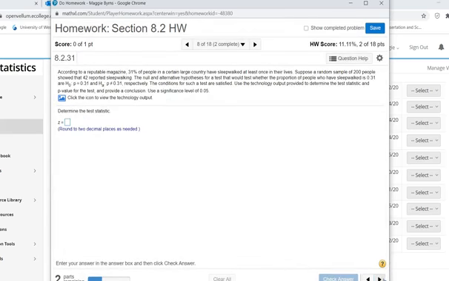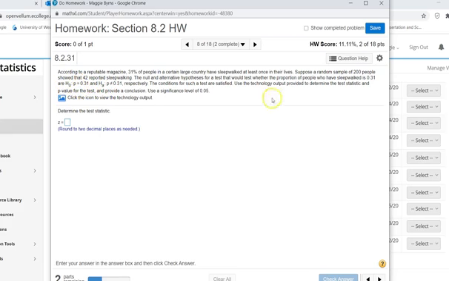Let's see. I'm trying to find one that we have to use StatCrunch for so I can show you how to actually do this in StatCrunch. Okay, let's look at this question. I think this is one we can use StatCrunch on. It says, according to a reputable magazine, 31% of people in a certain country have sleepwalked at least once in their lives. Suppose a random sample of 200 people showed that 42 reported sleepwalking. The null and alternative hypotheses for a test of whether the proportion of people who have sleepwalked is 0.31 are, so here's our null hypothesis: p equals 0.31 for the null, and the alternative is p does not equal 0.31.